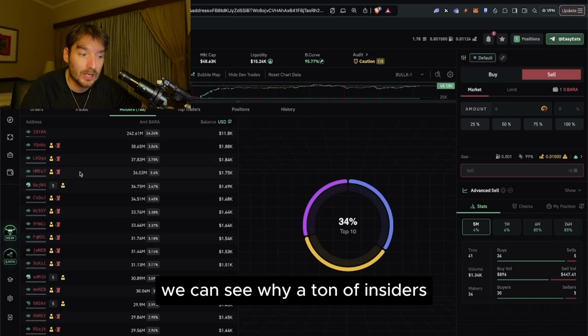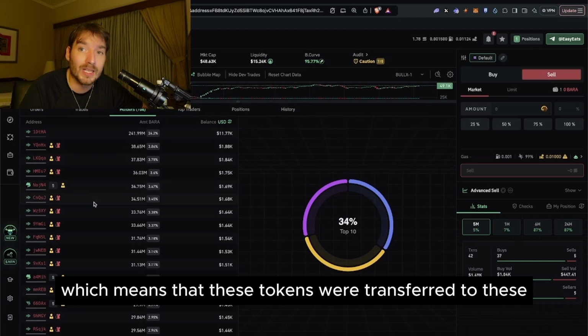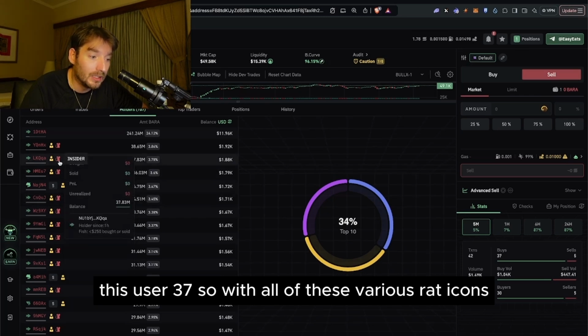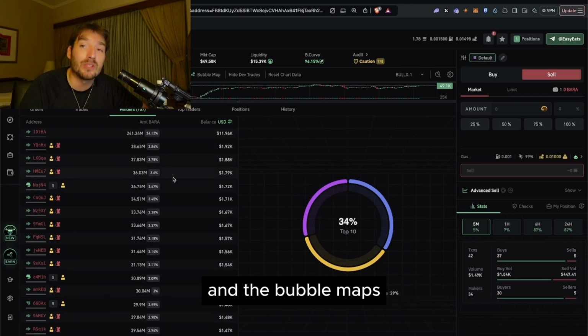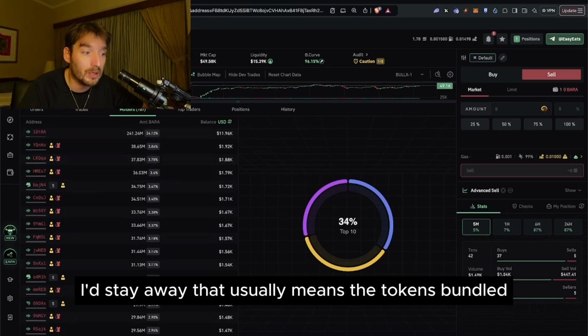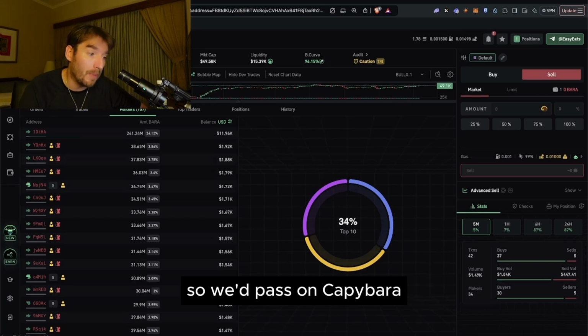A ton of insiders, which means that these tokens were transferred to these users without them buying it. So we can see that they got 34 million tokens without purchasing any of them. This user 37. So with all of these various rat icons and the bubble maps all showing similar sized token holdings, I'd stay away. That usually means the token's bundled. So we'd pass on Capybara.